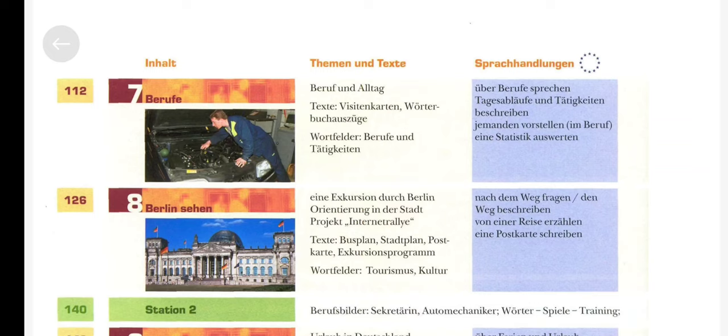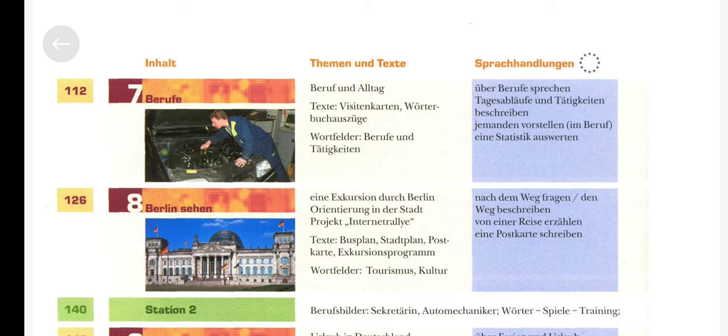Hello everyone, today we will be doing chapter 8, which is Berlin sehen, to see the city Berlin, which is the capital of Germany. So let's see what we will learn in this chapter. Eine Exkursion durch Berlin, an excursion through Berlin, Orientierung in der Stadt, orientation in the city, Projekt Internet Rallye, the project is Internet Rallye, and texts: Busplan, Stadtplan, Postkarte, Excursions Program. So in this you will learn the texts about the bus map, city map, postcard and excursion programs.